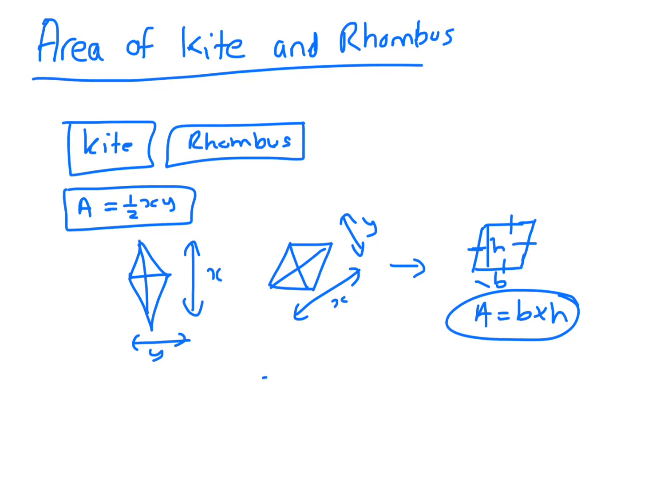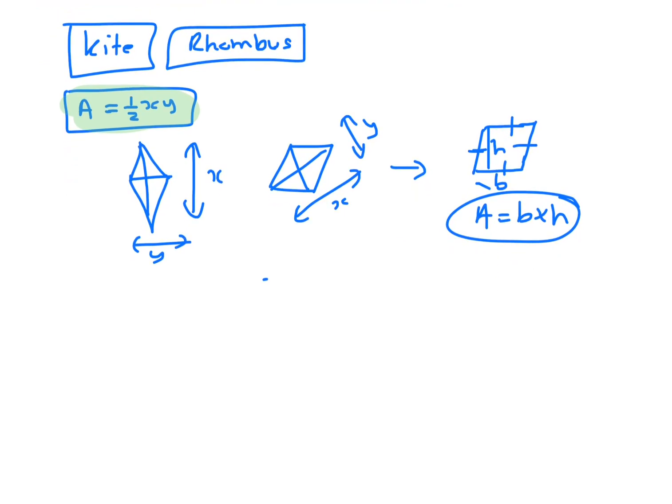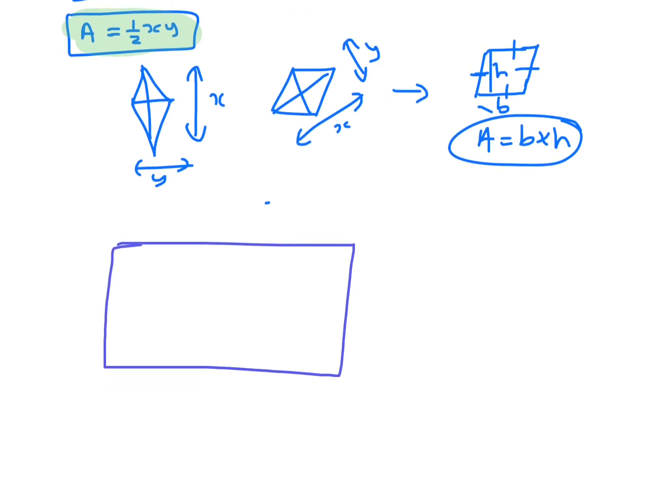Now, I just want to go through how you actually find this area formula. So I'd like you to get a piece of paper, like an A4 piece of paper, and we're going to construct a kite. In order to construct your kite, you need to draw a line somewhere in the middle of your piece of paper. It can be of any length.